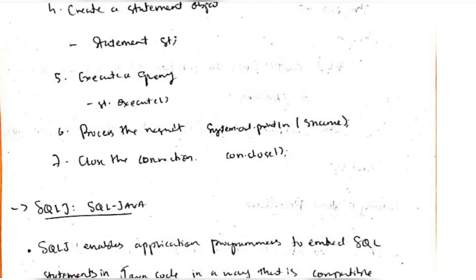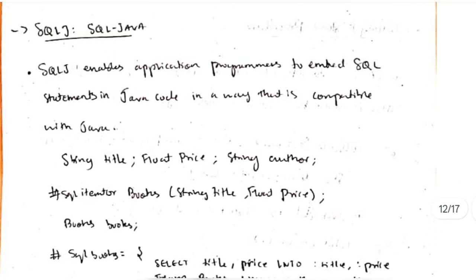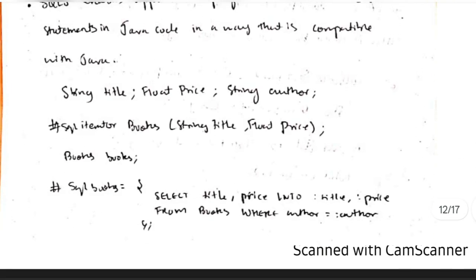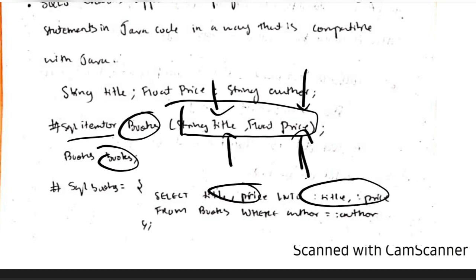All these steps can be done in a simpler manner by using SQLJ, which uses the SQL iterator. Here you will have the arguments you need, like title and float price, and you will be creating a class here, books. Inside that, what is to be selected? Title and price. The book title and book price are selected by using a colon here, and after that, from which table? Books, where the author is the same as the author name.